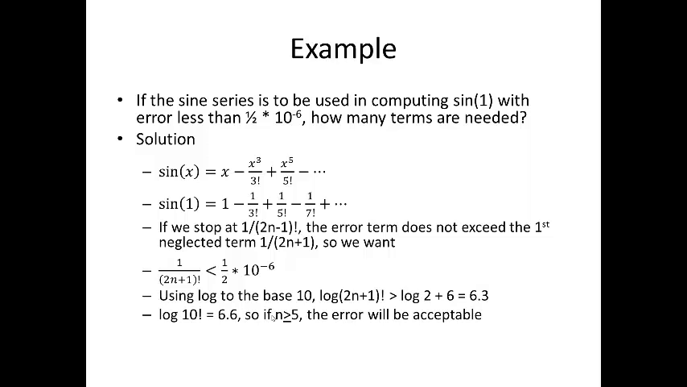So what we actually want is 1 over (2n plus 1) factorial to be less than 1/2 times 10 to the minus 6. And basically using some logarithms, to the base 10, log of (2n plus 1) factorial needs to be greater than log of 2 plus 6, greater than 6.3. And a little trial and error reveals that log of 10 factorial is 6.6. So if n is greater than or equal to 5, then the error will be acceptable.